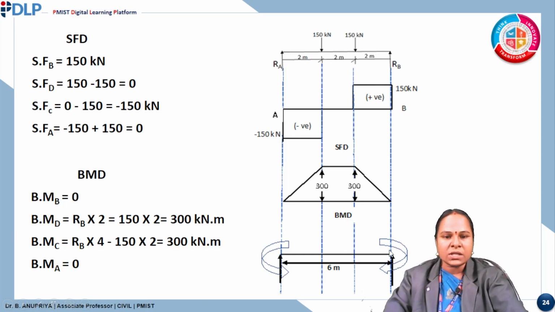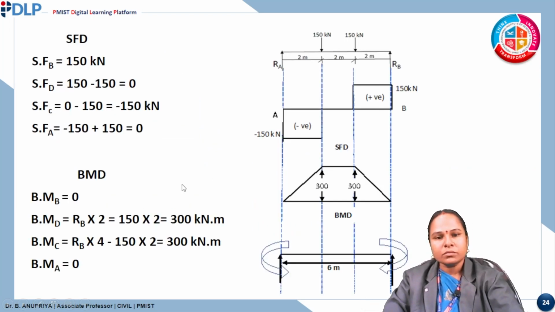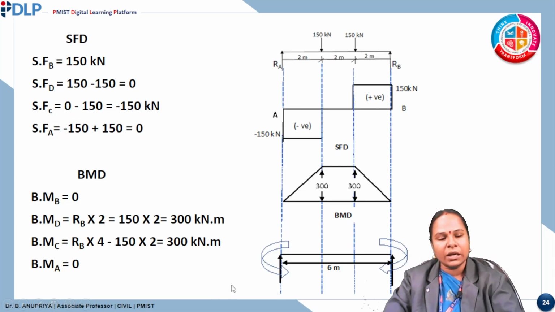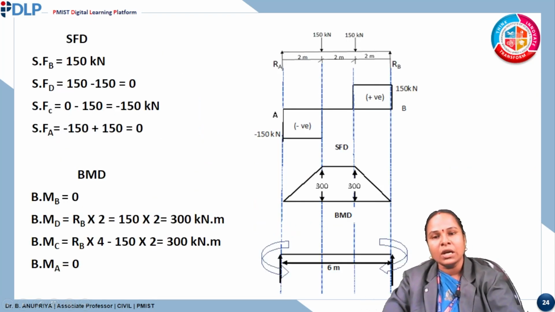So for the 6 meter span, I am considering only the moment. To calculate the moment here, we can take this diagram as a continuation. So moment MA into total distance 6 is equal to, it is in the form of a trapezium. For calculating the moment, I am using the area method, and we can consider this triangle.